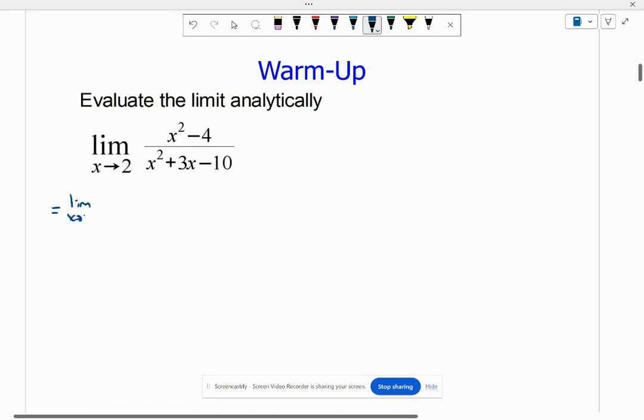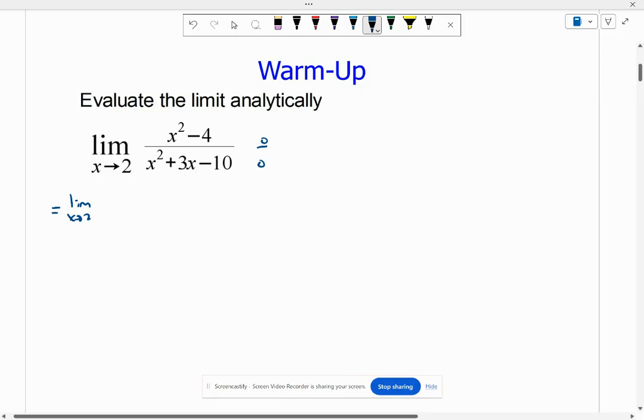Here we have the limit as x approaches 2 of x squared minus 4 over x cubed plus 3x minus 10. The first thing I like to try is plugging in 2. If I plug in 2, I get 2 squared, which is 4, and 4 minus 4 is 0. If I plug in 2 to the bottom, that becomes 8 plus 6 minus 10, which is also 0. So 0 over 0 is an indeterminate form. To evaluate the limit, we're going to try that factoring technique.